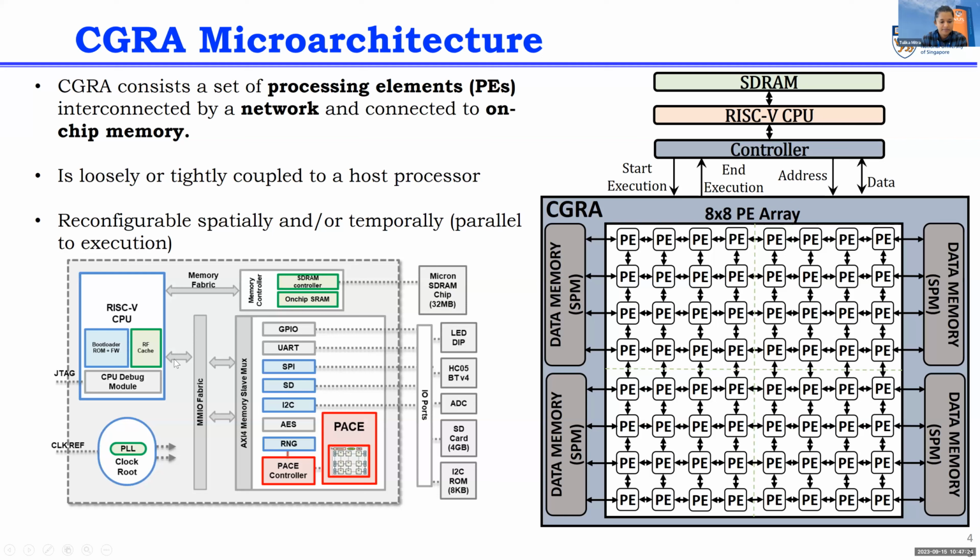So this diagram represented a system on chip design with integrated CGRA, which is marked in this red box. Here it's a RISC-V processor again, but it has a lot of peripherals, SPI, I2C, UART and all, so that this can work as a standalone IoT device, which can be connected to different sensors like IMUs and all.